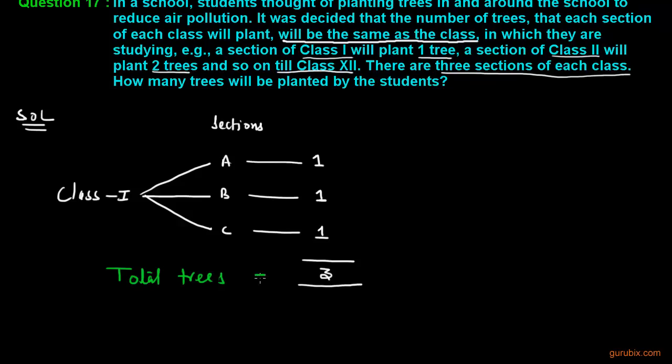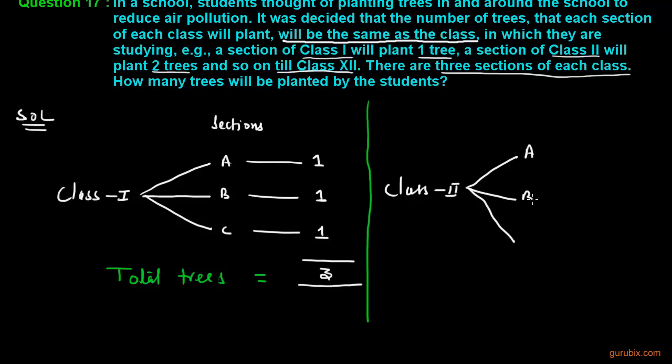trees equals 3. Similarly, suppose this is class 2, and class 2 also has 3 sections: section A, B, and C. Section A will plant 2 trees, section B will plant 2 trees, and section C will also plant 2 trees. Therefore, they will plant 6 trees.